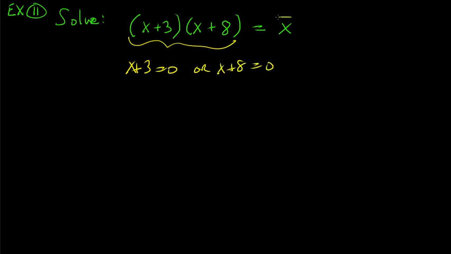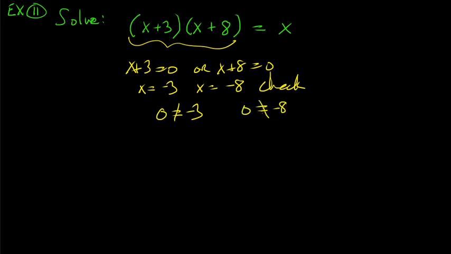But that doesn't work because it doesn't equal 0. It's not in standard form. It equals x. So if you did that, you would have gotten the wrong answers. Negative 3 and negative 8 are not correct. And you can check. What you end up with is 0 equals negative 3, which is not true. And for negative 8, you end up with 0 equals negative 8, which is also false. So that would have been nice and easy, but it doesn't work. It gives you the wrong answers.